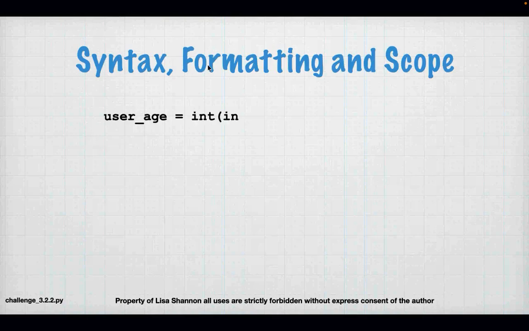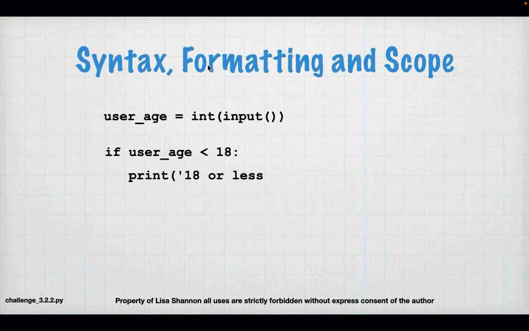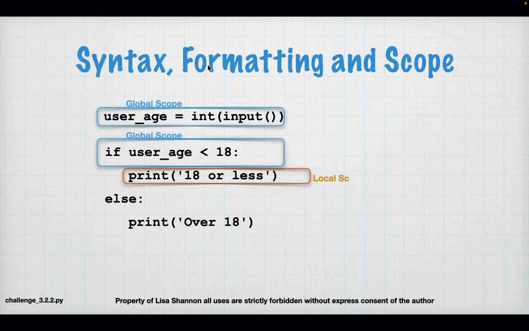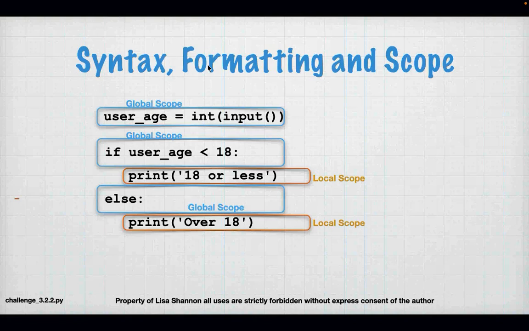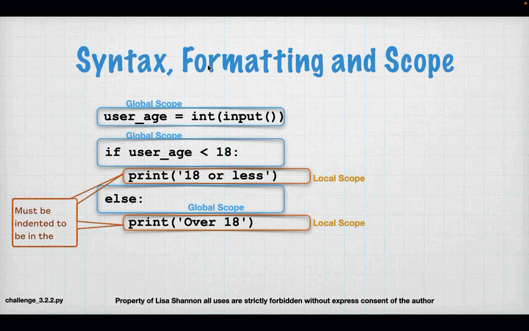So syntax, formatting, and scope all go hand in hand. So I have a Python script. It's challenge 3.2.2. And I have user age equal int input. Now we know what int input is. It's getting input and converting it to an integer. And that's what user age is going to be. So user age is a variable because it's on the left-hand side of a single equal sign. If I look at the if statement underneath, I'm asking Python a question. And it's a true-false question: hey, Python, user age is less than 18, true or false?